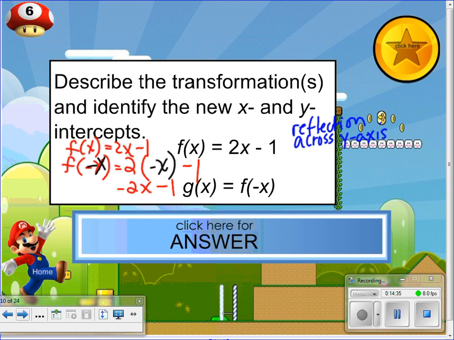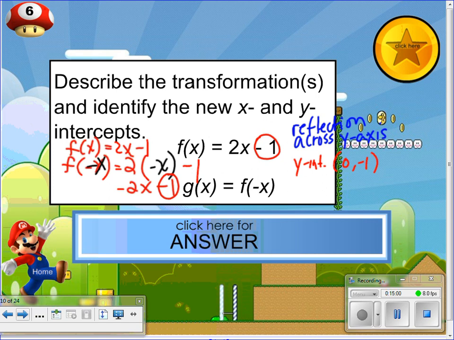Okay? So how did the y-intercept change? Okay, well the y-intercept is still the same. So we have our new y-intercept is still at 0, negative 1. So our y-intercept did not change. Notice that from both equations, the y-intercept is still the same. So the new y-intercept is going to be 0, negative 1.